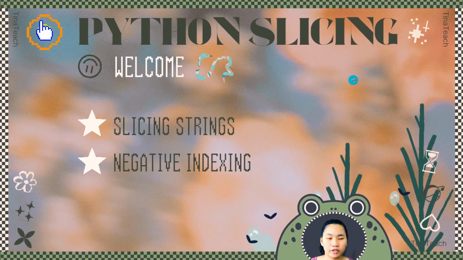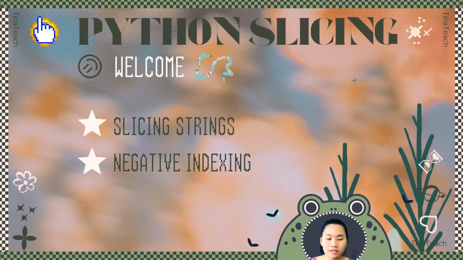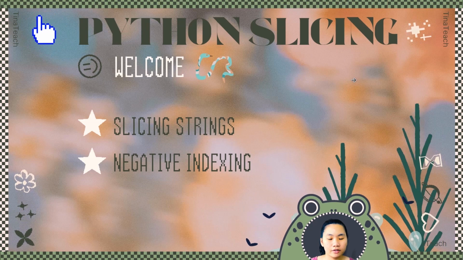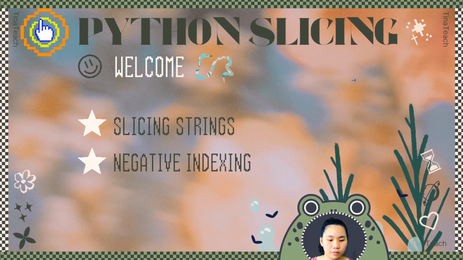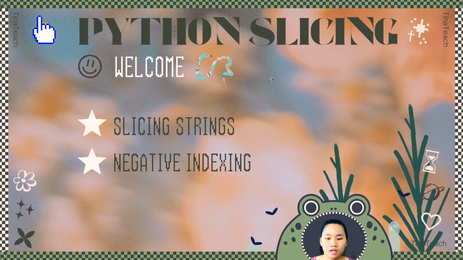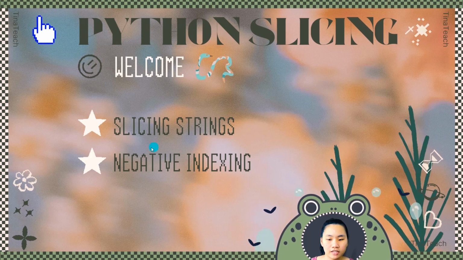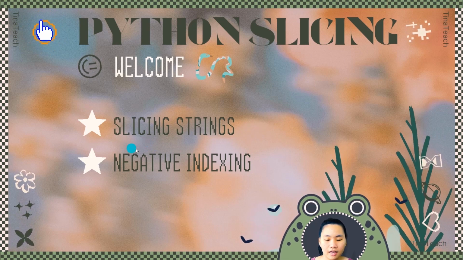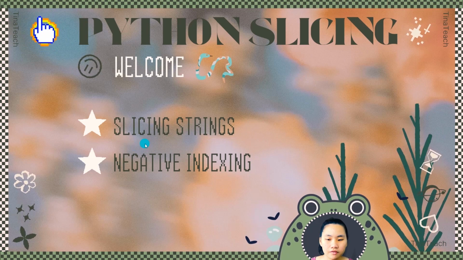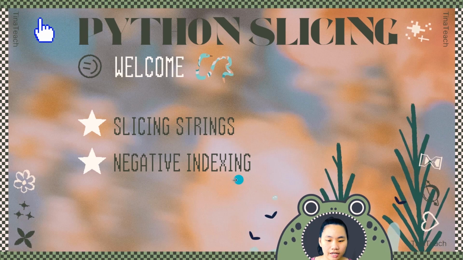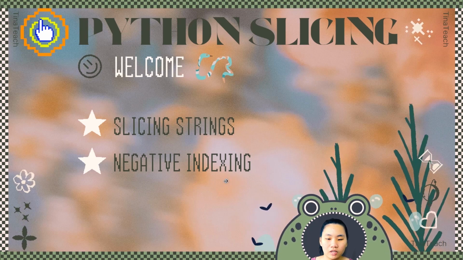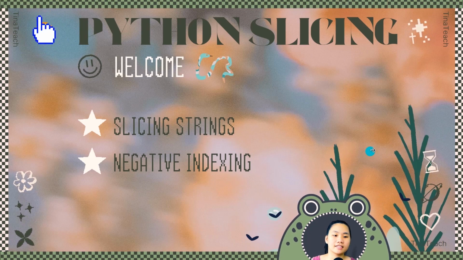Hello everyone, welcome back to TinaTeach Python. Today's lesson we'll be learning about how to slice an array. And the array that we'll be using is an array of string, because we've encountered this before in previous lesson. So our goal is learning how to slice, what slicing is, and the different syntax of doing it with strings, and then learning how to index as well as negative indexing.